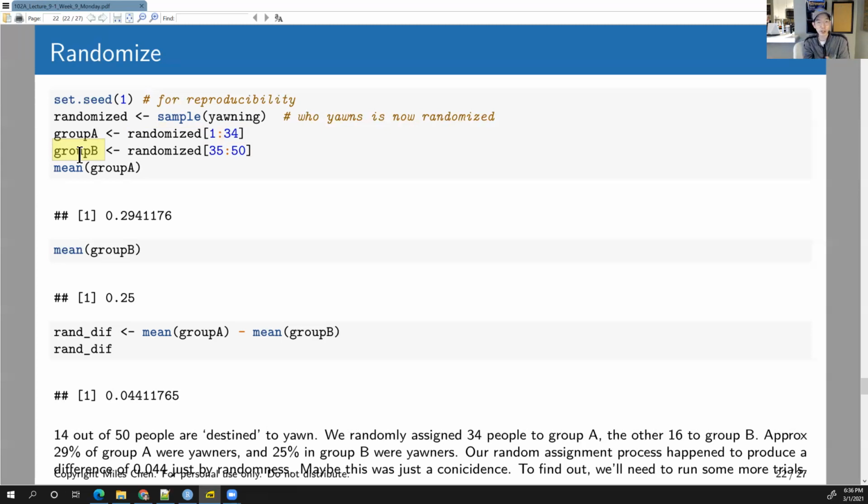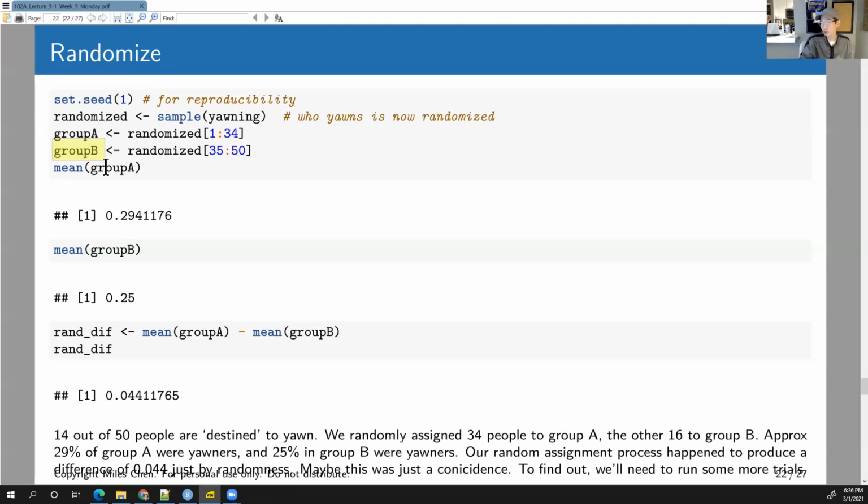Okay. So here I did the randomizing myself. We know that there's no rhyme or reason why group A should have more or fewer people yawning than group B. This is just random. Some of the 14 people who yawn will end up in group A, and some will end up in group B, and we're going to calculate these proportions. There's no real reason why group A or group B would have more or fewer yawners than the other. This is just the result of the random process.